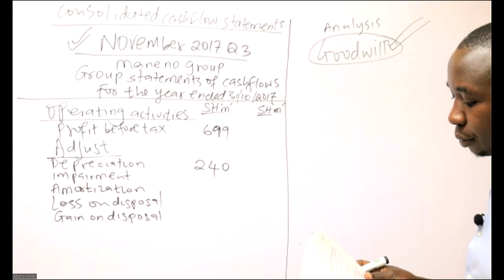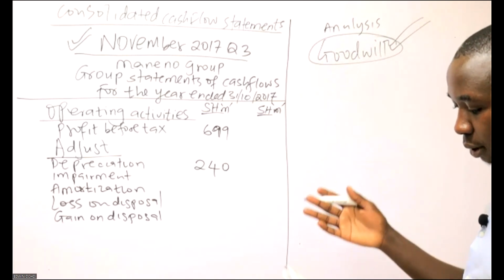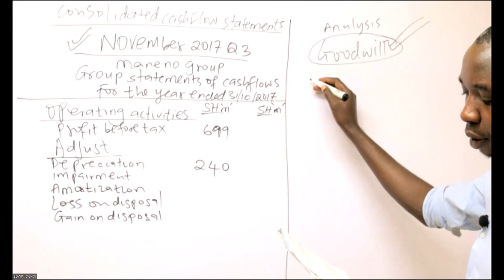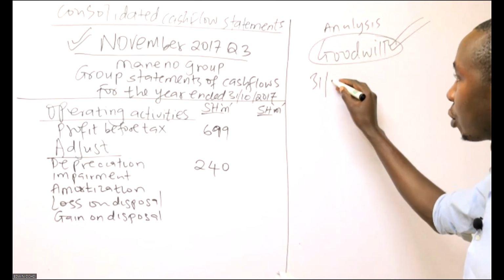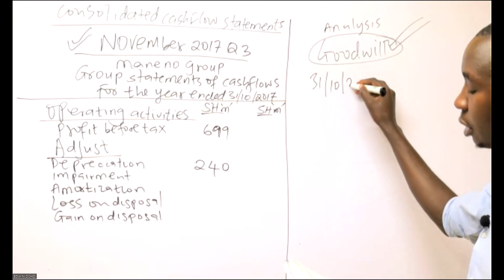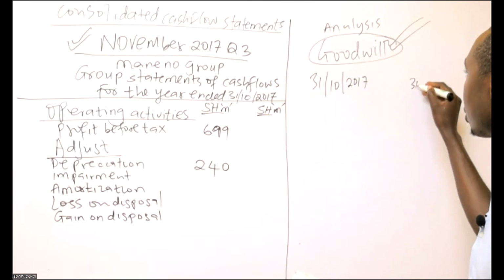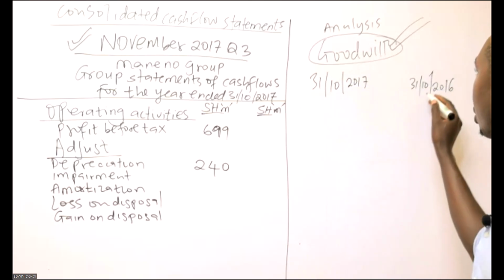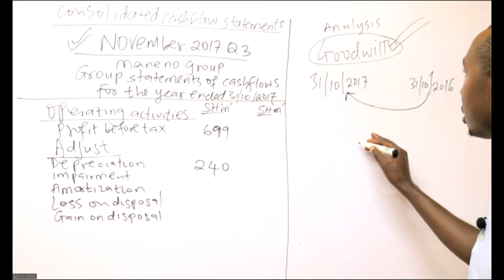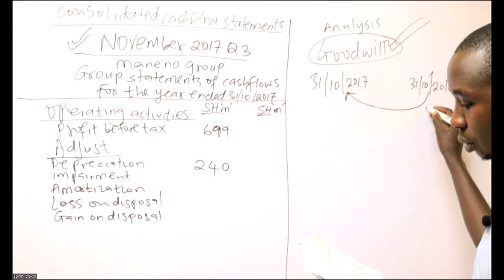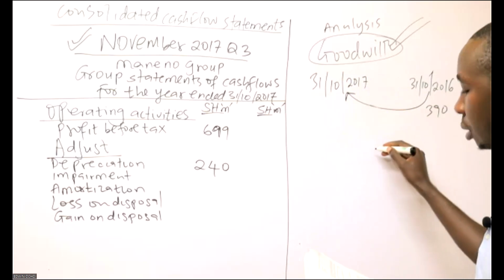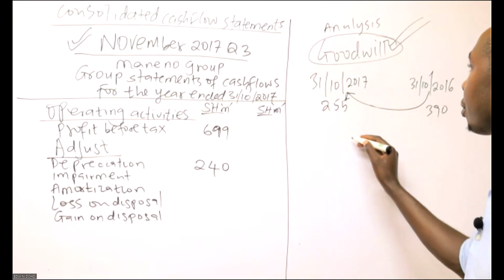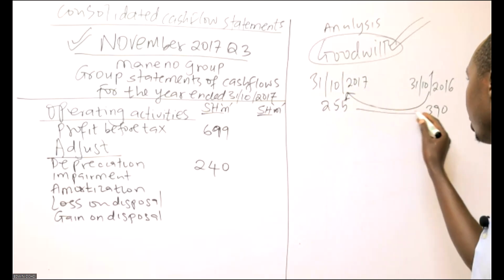Yes, there's goodwill. So remember that we do analysis because here, in the statement of financial position, you are given the statement of financial position as at 31st October 2017, and as at 31st October 2016. So we compare from 2016 to 2017. In 2016, our goodwill was 390. At the end of 2017, it was 255. So here we can conclude that there is impairment.